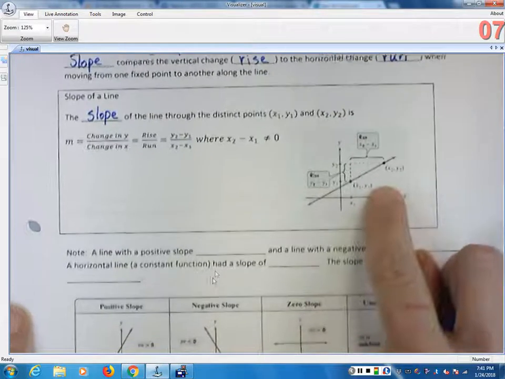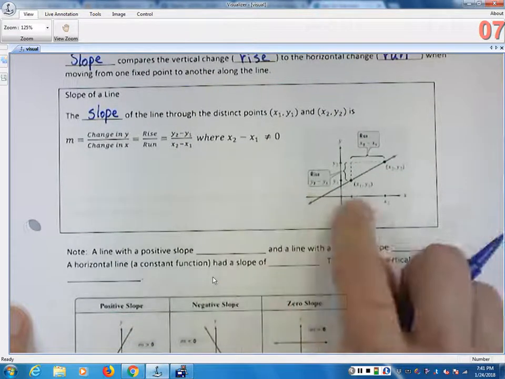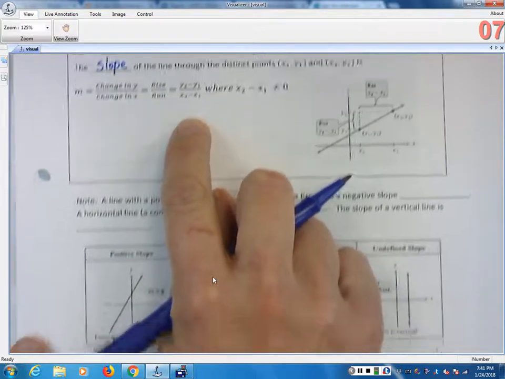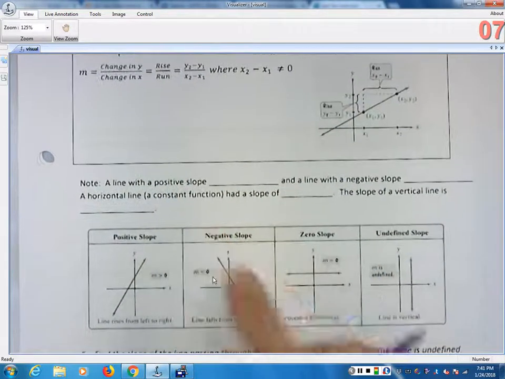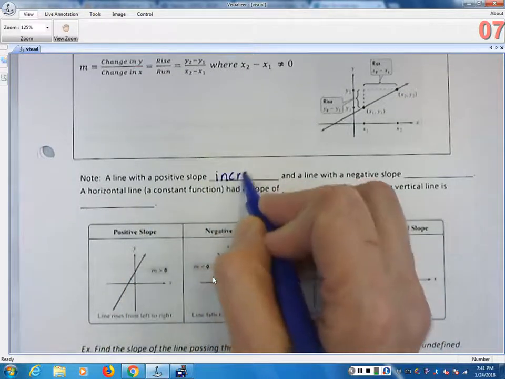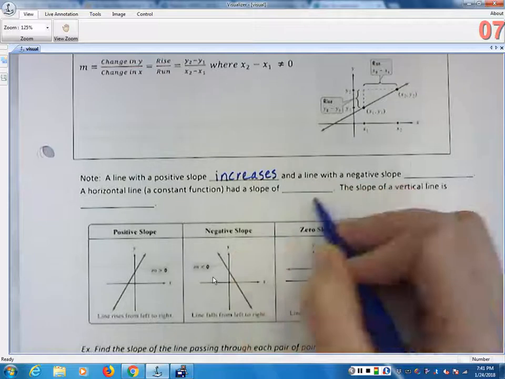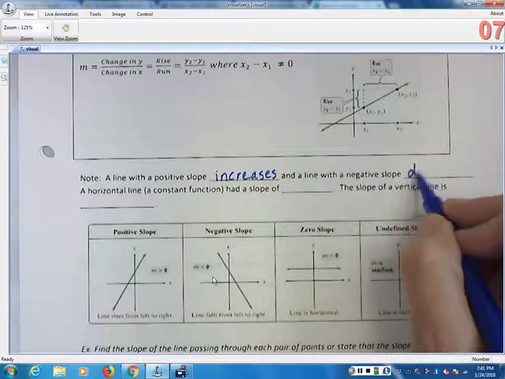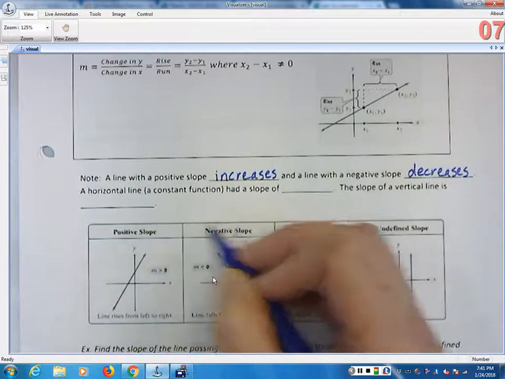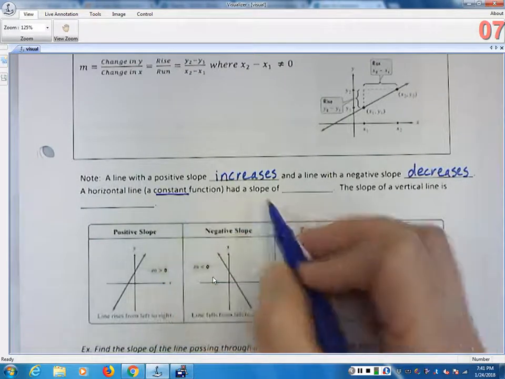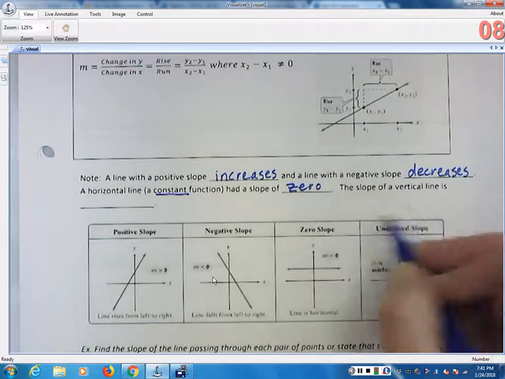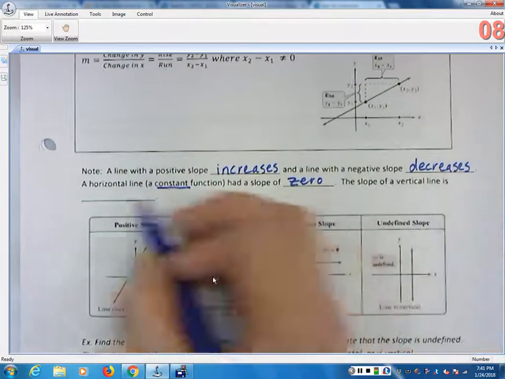There's the picture. We have 2 points. We can make a triangle out of it, find rise over run. That's where they get that formula. And a line with a positive slope increases, and a line with a negative slope decreases. A horizontal line is a constant function, has a slope of 0, and the slope of the vertical line is undefined.